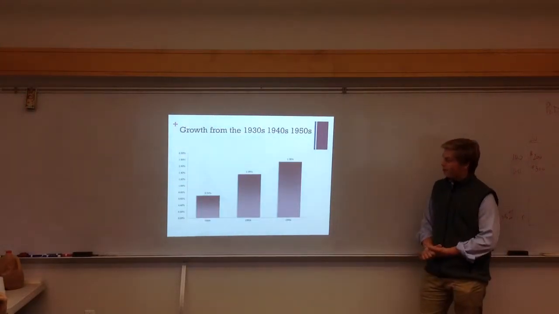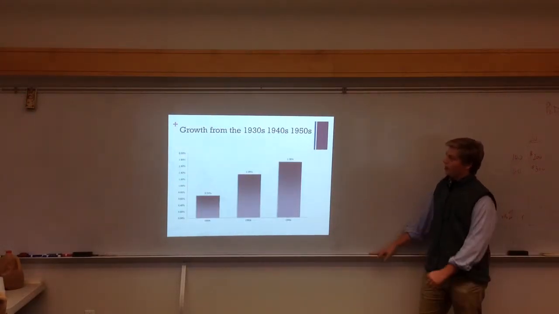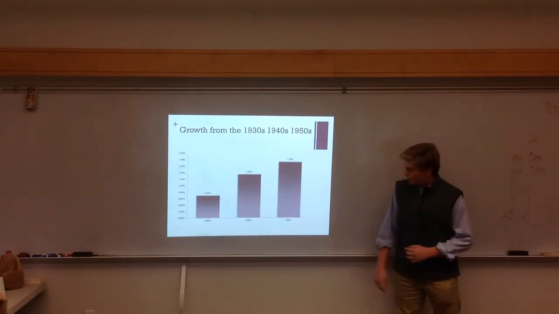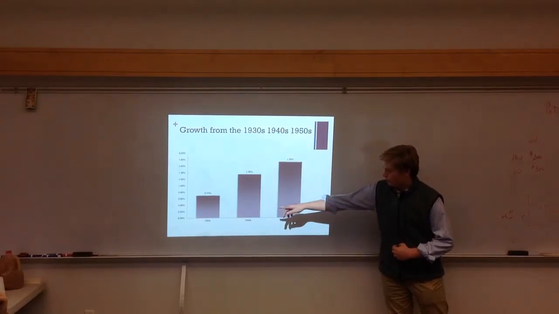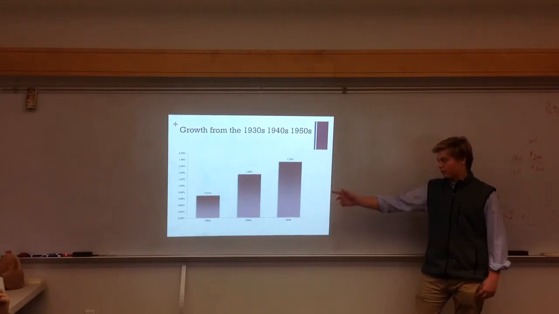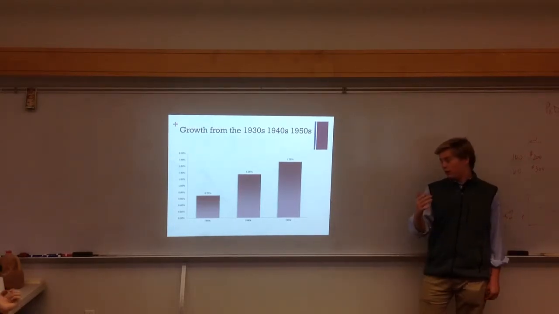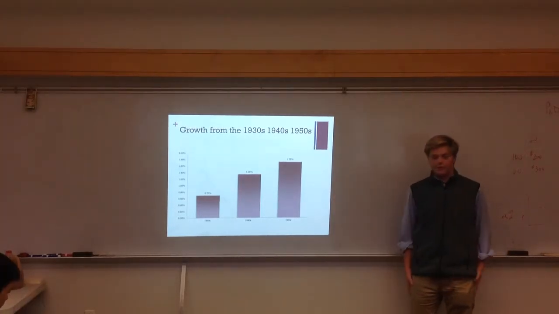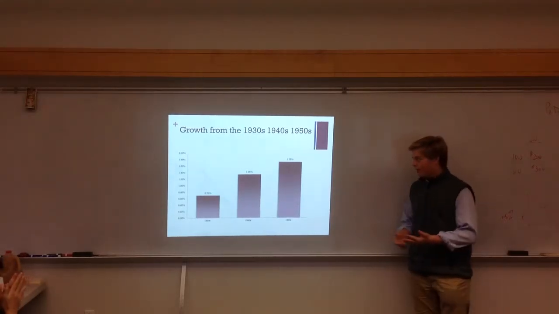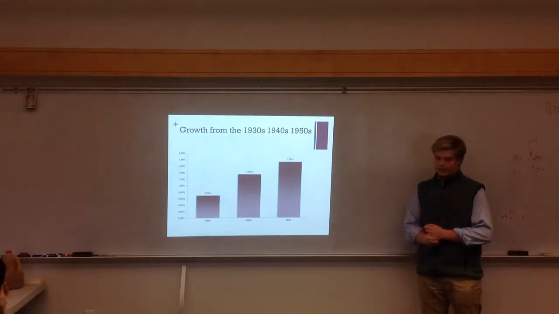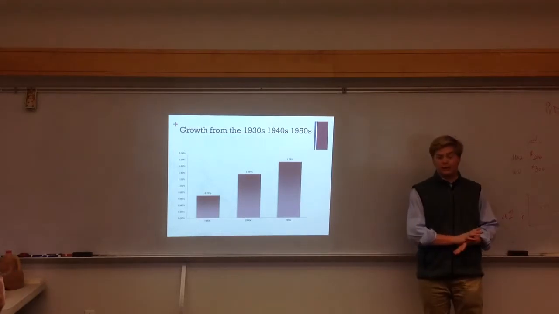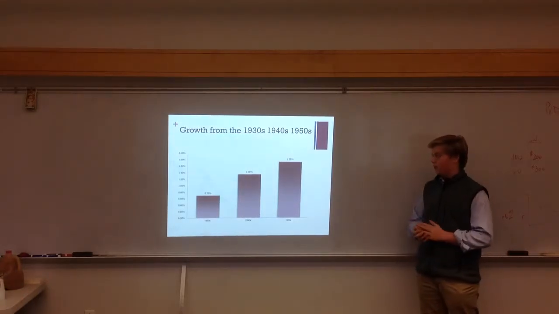So, this is just the growth rate from the 1930s, 1940s, and 1950s. Here you can see that the growth rate was 0.70% in the 1930s, and then in the 1940s there was a huge increase, which is the start of the baby boom, that brought us up to 1.36%, a very big increase, and then again in the 1950s was another spike, that brought us up to 1.76%.